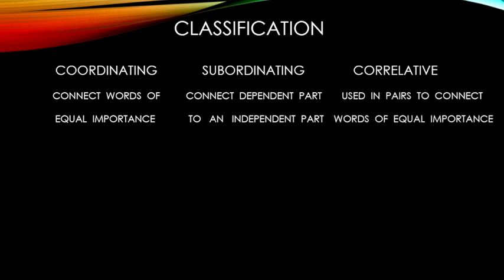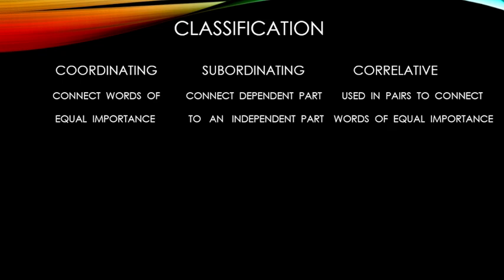Correlative conjunction. This type of conjunction is similar to coordinating conjunction. The only difference is that in correlative conjunction we are using a pair of conjunctions, not a single one. We have to use them at the same time. We should not separate those words. If we are using one part, definitely we have to use the next part of the correlative conjunction. These conjunctions are used to connect words of equal importance, the same as coordinating conjunction. The only difference is that here we are using a pair of conjunctions.